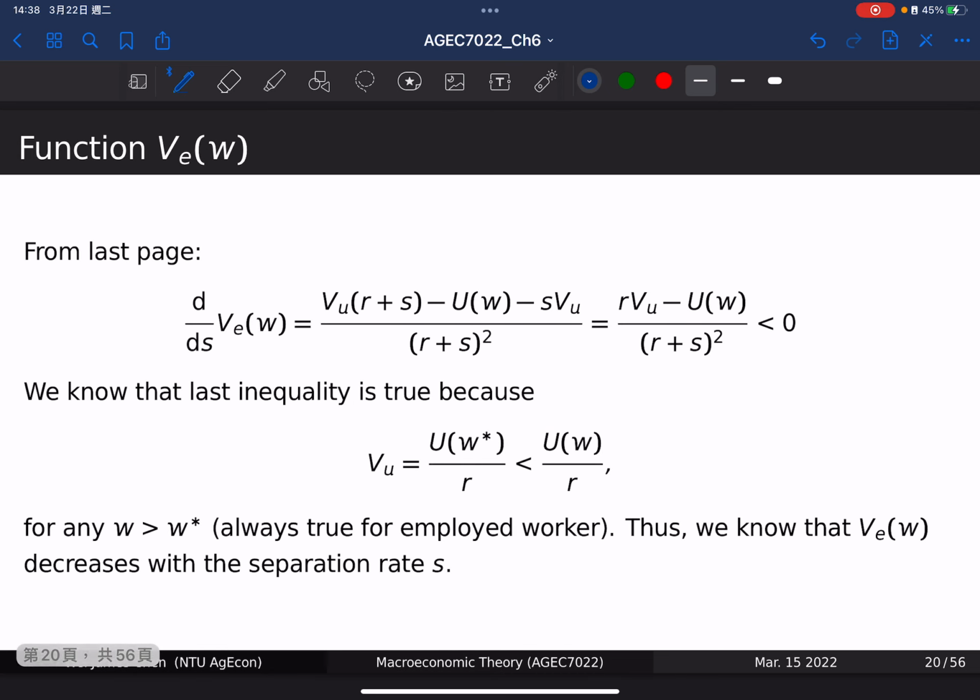And then what I do is demonstrate the features of this VE of W function. I show you that the derivative of VE of W with respect to S, the separation probability, is negative. Basically, it says that if the separation probability is higher, then the value of being employed at any wage level is lower.